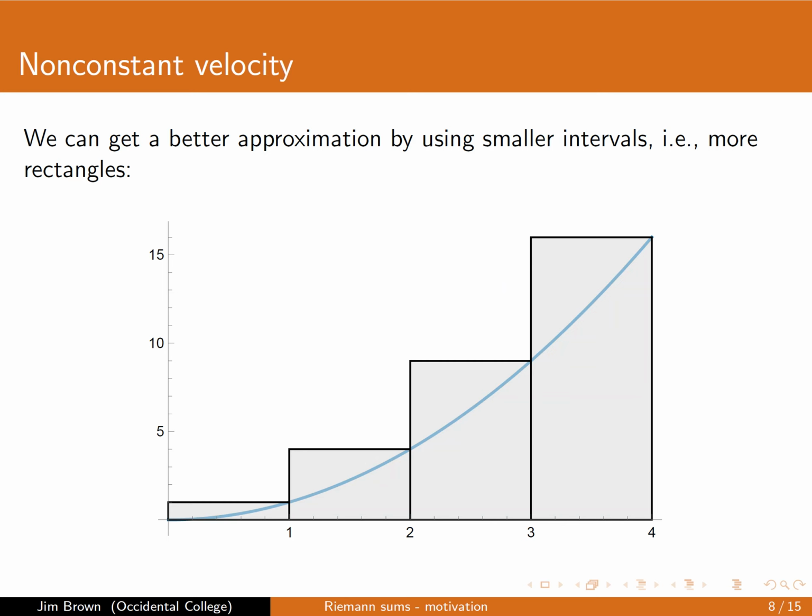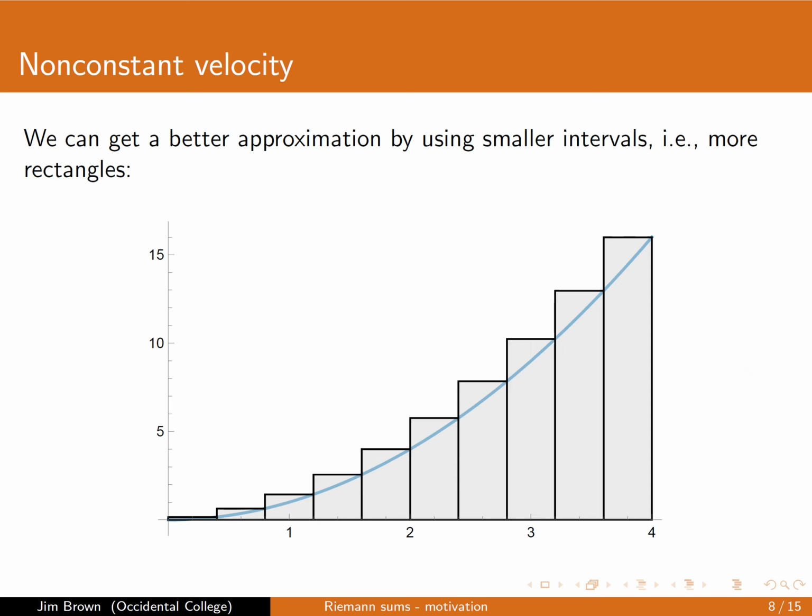So suppose we use 4 intervals here. We can see we're still over-approximating the velocity on each subinterval, but it's not as bad. For instance, on this rectangle, it's definitely an over-approximation, but it's not terrible anymore. And same thing on these ones. They're definitely over-approximations, but they're not nearly as bad as it was in the last one.